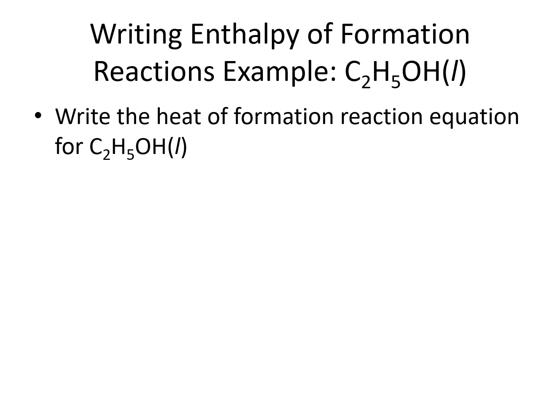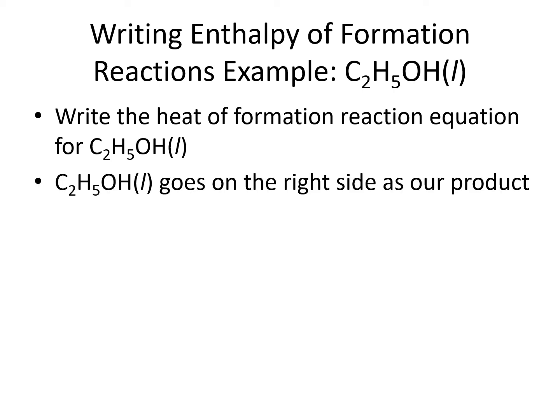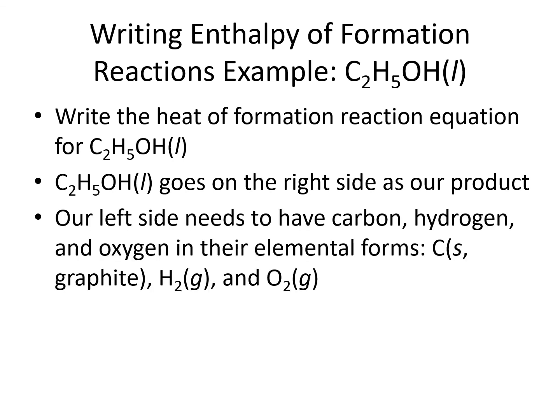Let's practice writing enthalpy of formation equations. Here we're writing the equation for C2H5OH, which is ethanol. We need to have the thing we're trying to form on our right-hand side as our only product with a coefficient of 1. On our left side, we need to have the elements that are needed to make it up. In this example, we're going to have carbon, hydrogen, and oxygen in their elemental forms the way we find them in nature. Carbon is going to be solid graphite, hydrogen is going to be found as H2 gas, and oxygen is going to be found as O2 gas.